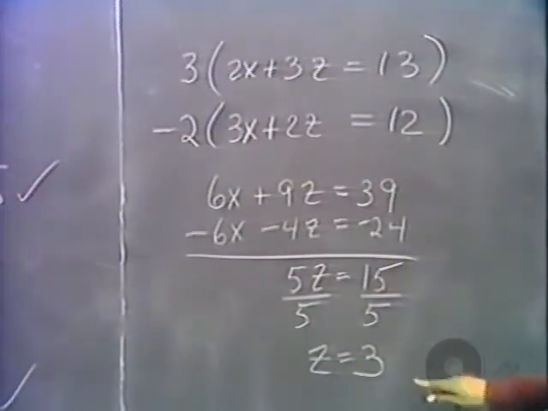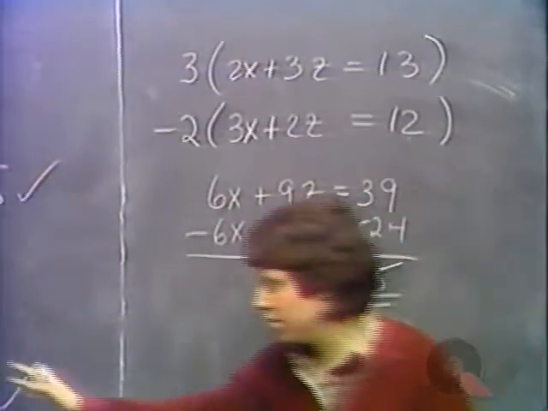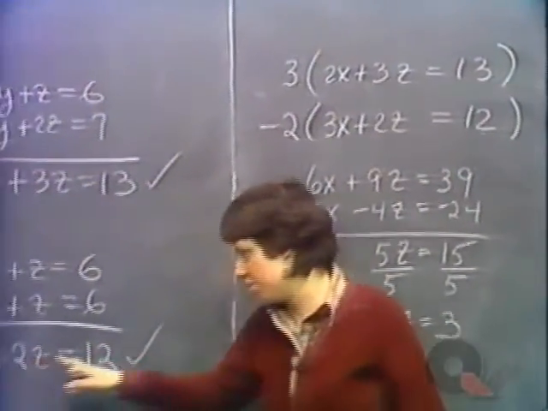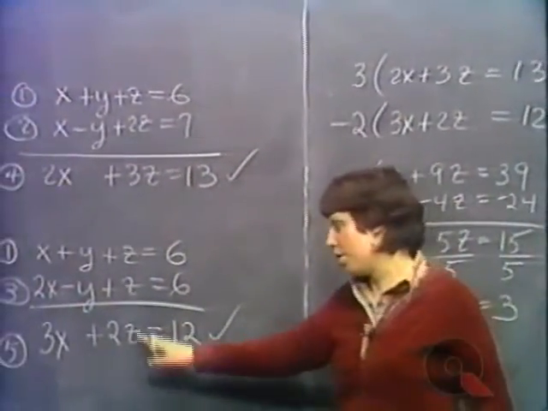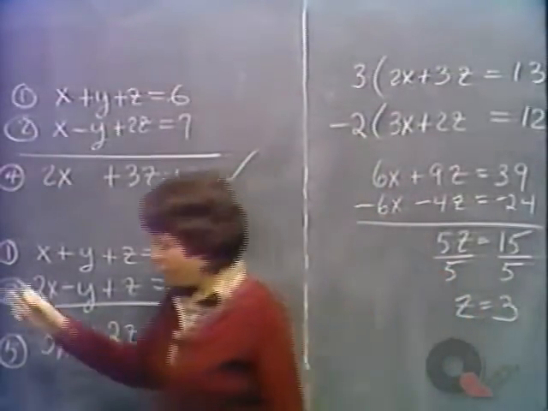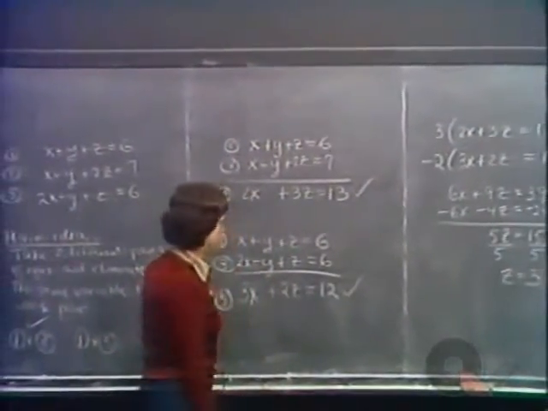Okay, now that we have z = 3, we go back to an equation involving, say, x and z. In other words, just involving two variables. Since we know what z is, we'll be able to find x. And once we know x and z, we go back to an equation involving x, y, and z and figure out what y is. So let's do that.